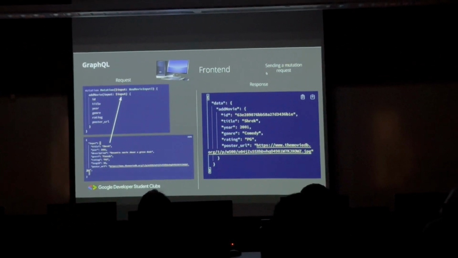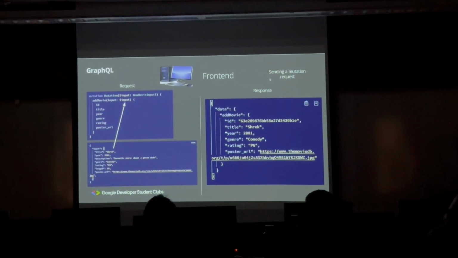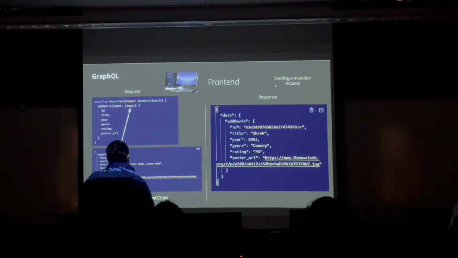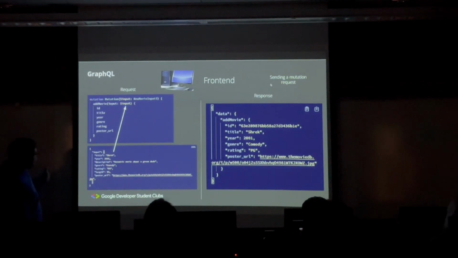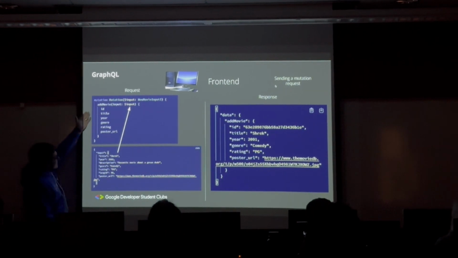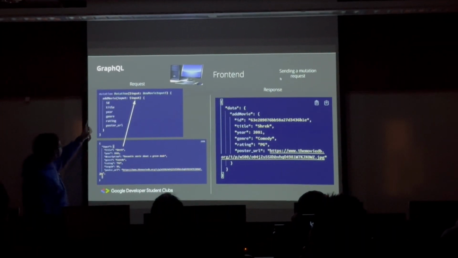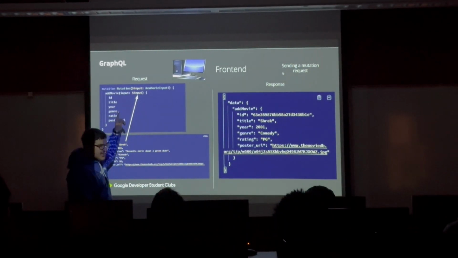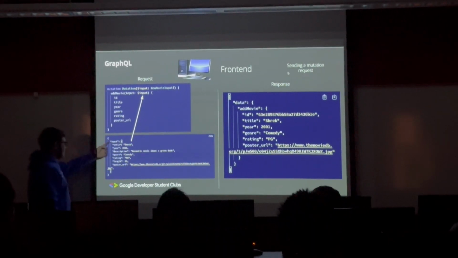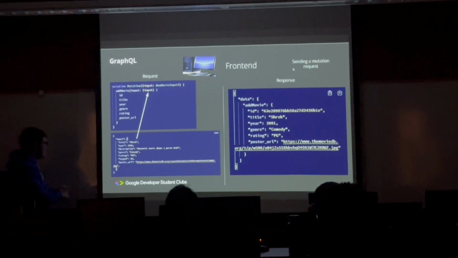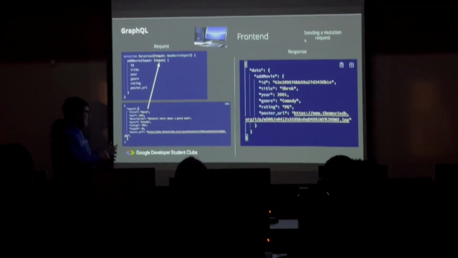All right, so in the front end, basically what happens is, we have the mutation. This is the request that we're making here. We want to add a movie, and this mutation takes in an input, and that's pretty much it. The input is pretty much the title, the year, description, genre, rating, length, and poster URL.